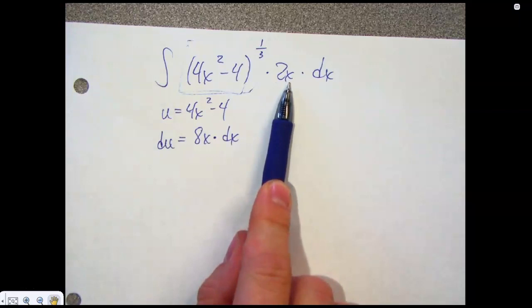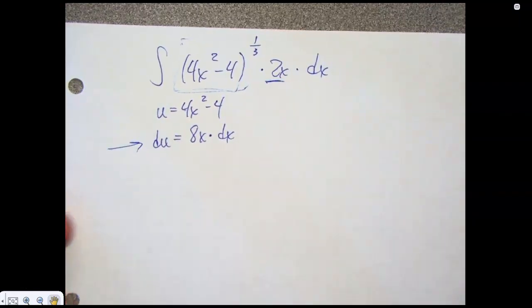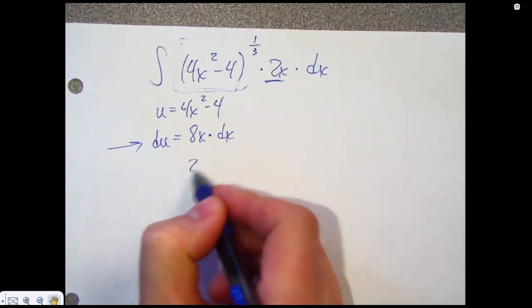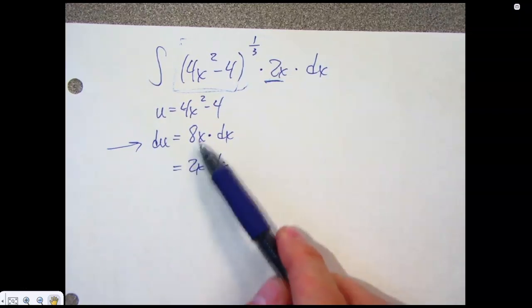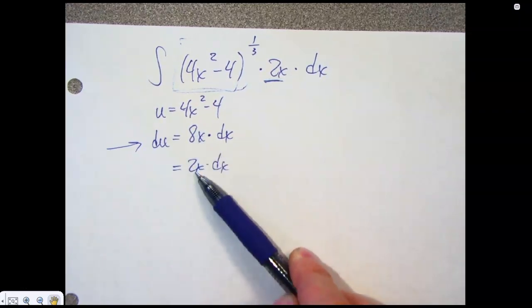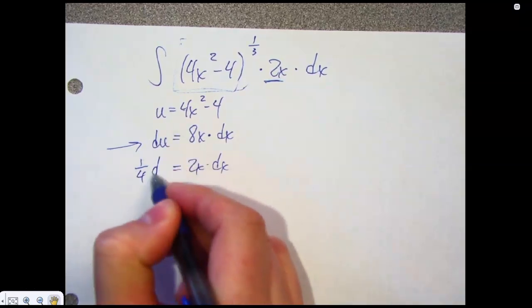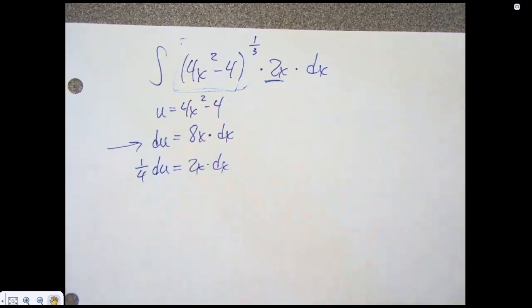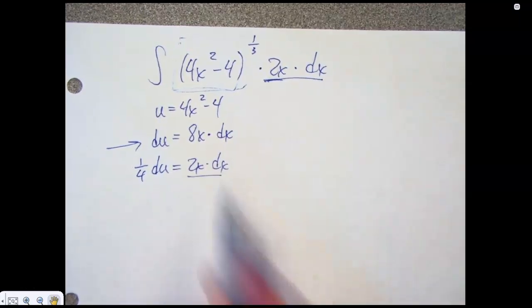So I have to adjust this to make it fit this derivative out here. So this needs to be 2x times dx. And I just got to think through, well, what did I do to that 8x to turn it into a 2x? What did you multiply by? 1/4. So if I take 1/4 of both sides of the equation, that gets me to this 2x times dx that I need to have.